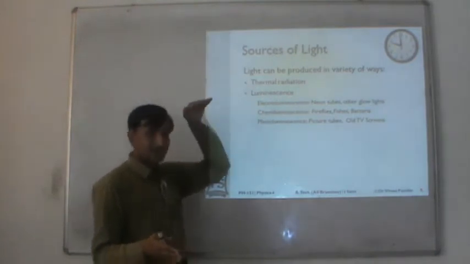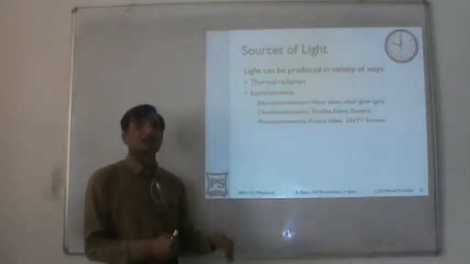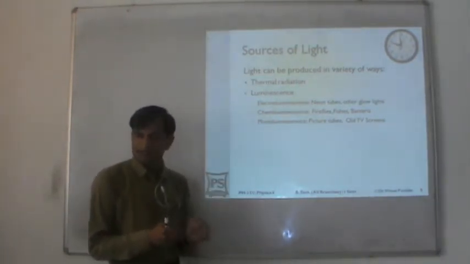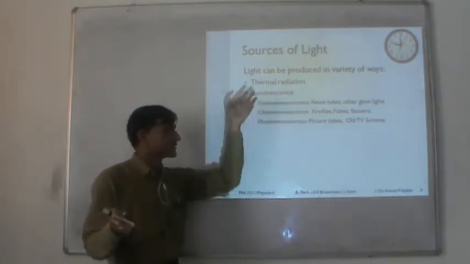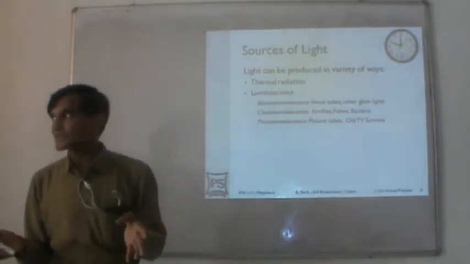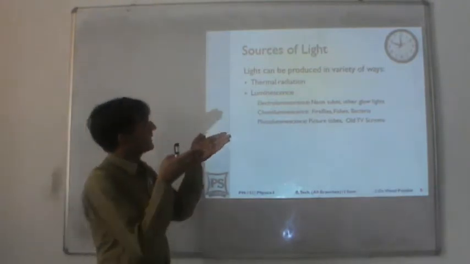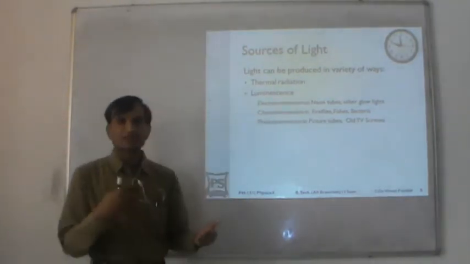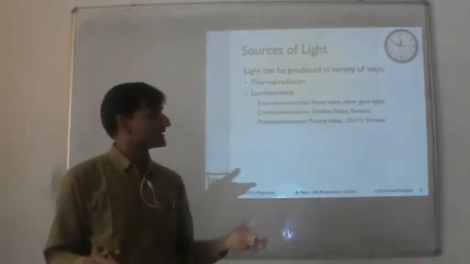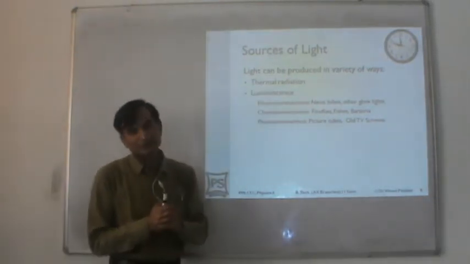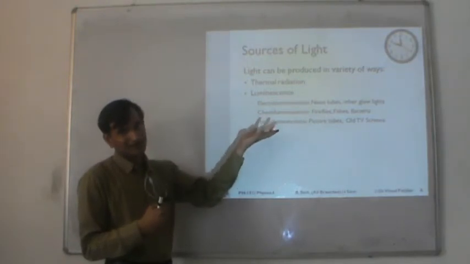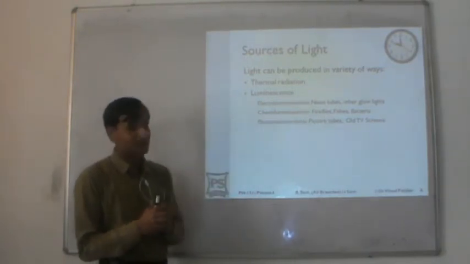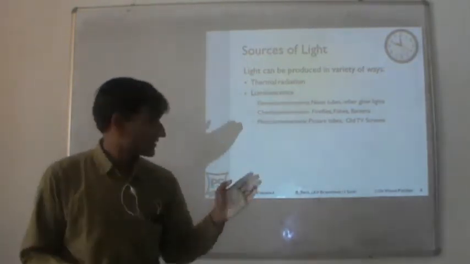But every material object kept at a constant temperature releases a certain kind of radiation, which is known as thermal radiation. So if you keep a material object at a particular temperature, there is a possibility that you can see those radiations, and they are basically visible electromagnetic radiations, or visible light.